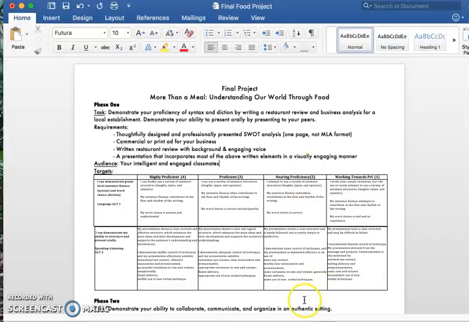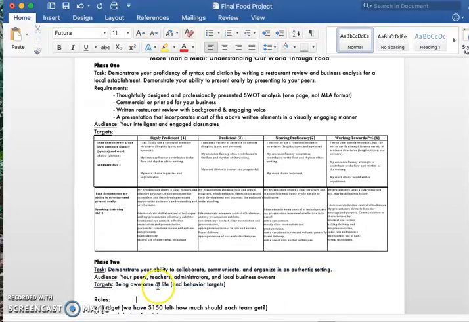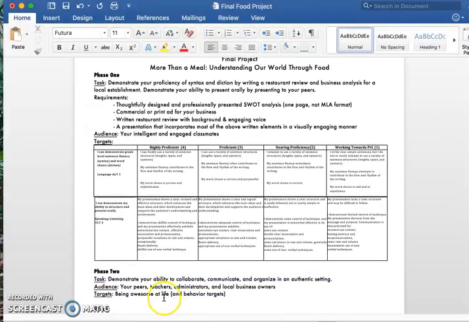So the task I'm down here is to demonstrate your ability to collaborate, communicate, and organize in an authentic setting. The audience is your peers, teachers, administrators, and local business owners. And the target, I wrote being awesome at life, but I will find a way to tie this in. It'll definitely be a behavior target.